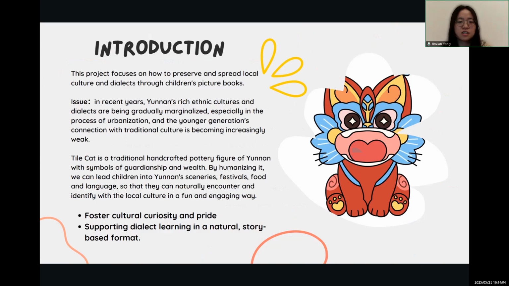Talcat is a traditional handcrafted pottery figure of Yunnan with symbol of guardianship and wealth. By humanizing it, we can lead children into Yunnan's sceneries, festivals, food, and language so that they can naturally encounter and identify with the local culture in a fun and engaging way. We hope this story can foster cultural curiosity and pride while supporting language learning in a natural story-based format.